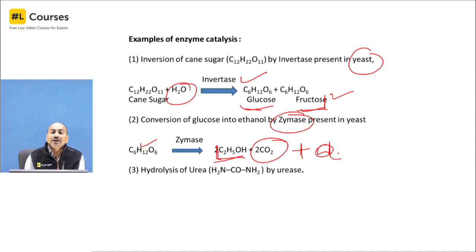Next, another process is the hydrolysis of urea, which is usually done by the enzyme urease. Urease is an enzyme which makes the molecule break down to form ammonia and carbon dioxide. I think all of you know the structure of urea. Urea is nothing but C double bond O with NH2 and NH2.